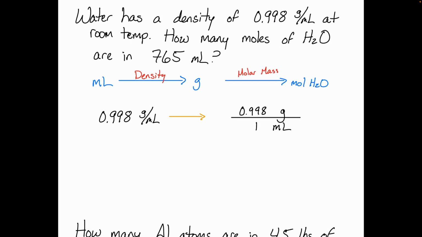Okay, so starting out with that 765 milliliters, I'm going to multiply by my density such that milliliters are on the bottom. If I stopped here, I would have how many grams of water, but I wanted to jump to moles, so I'm going to use that molar mass. We calculated that value earlier in a previous problem, 18.01528 grams of water in 1 mole of water.